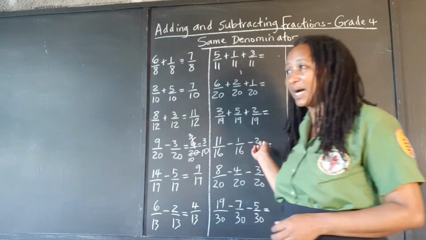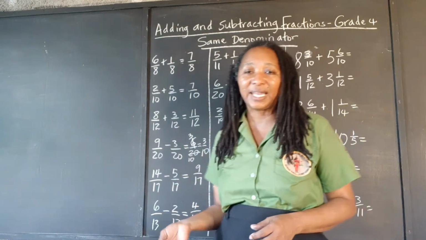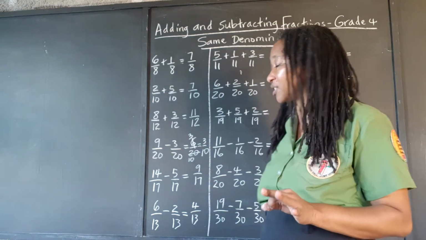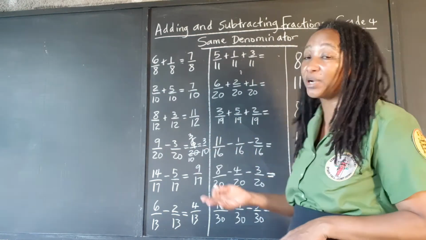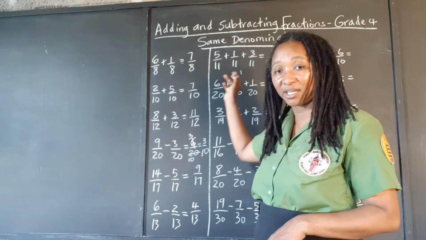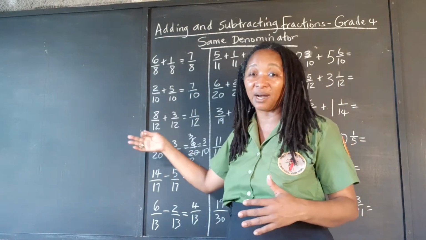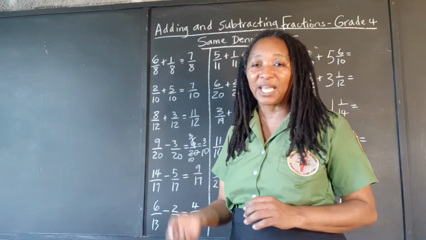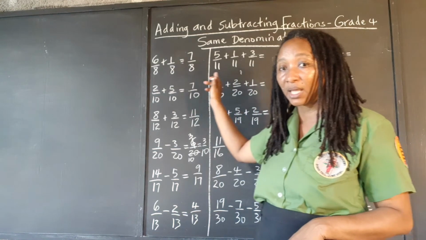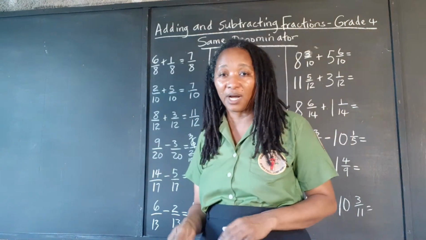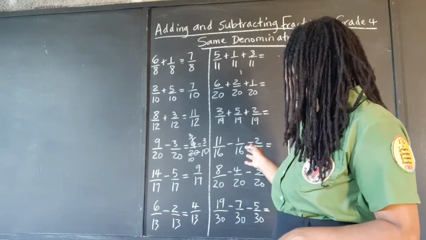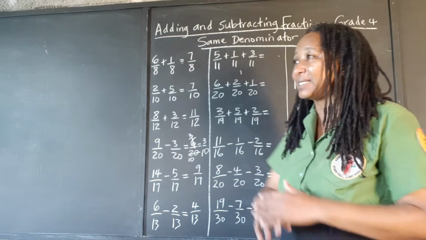Now for this batch here, we're still adding and subtracting, but there are 3 terms, 3 different fractions. Sorry, it's the same principle though. Once they have the same denominator, it doesn't matter how many of them there are. Once they have the same denominator, we're not going to add the denominators. That is a common error, a common mistake that's made. We're not adding the denominators.